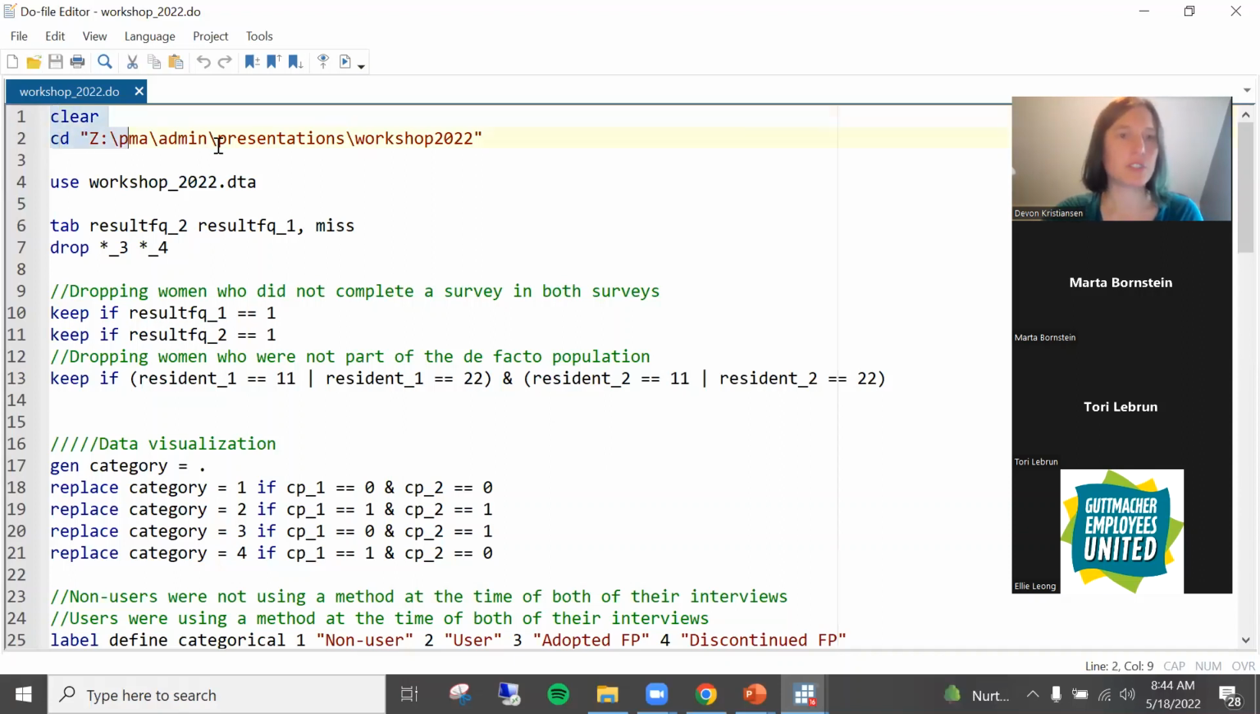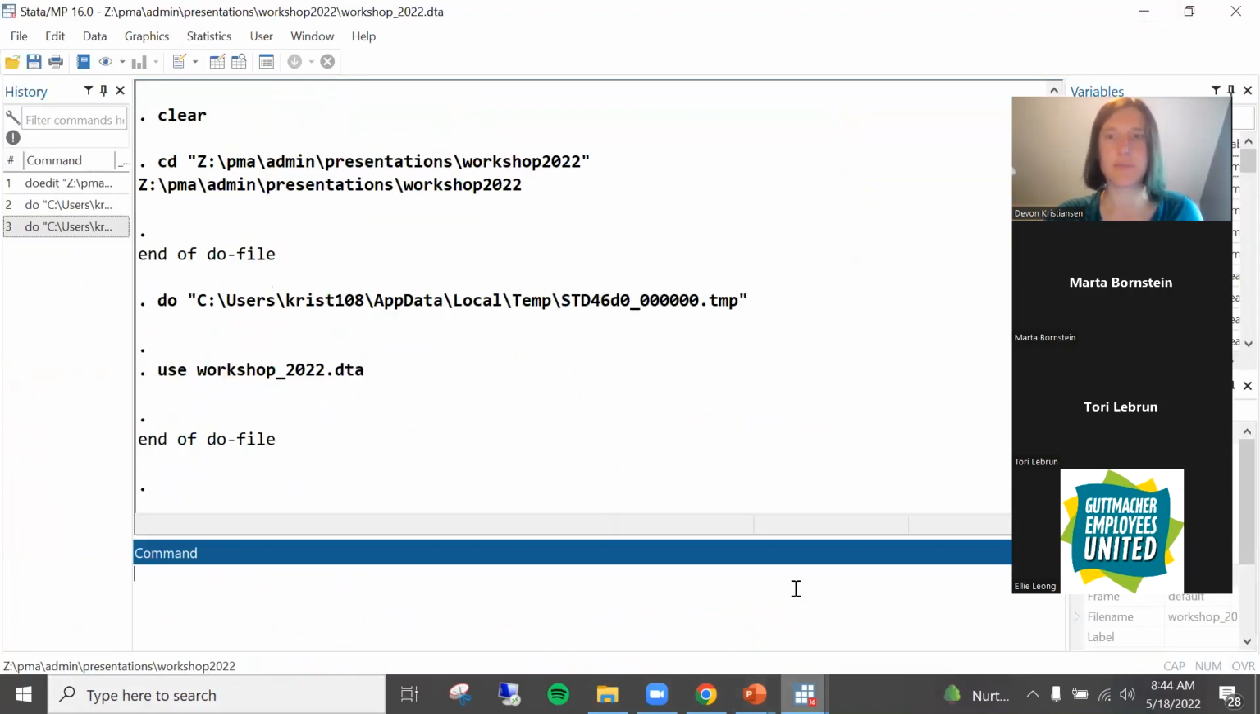So I'm just going to change my working directory to where I saved my data. And then I'm going to open up, I had previously gone in and renamed that data file from PMA. And I'm going to open up my file. So I'm going to use that workshop data. Excellent.